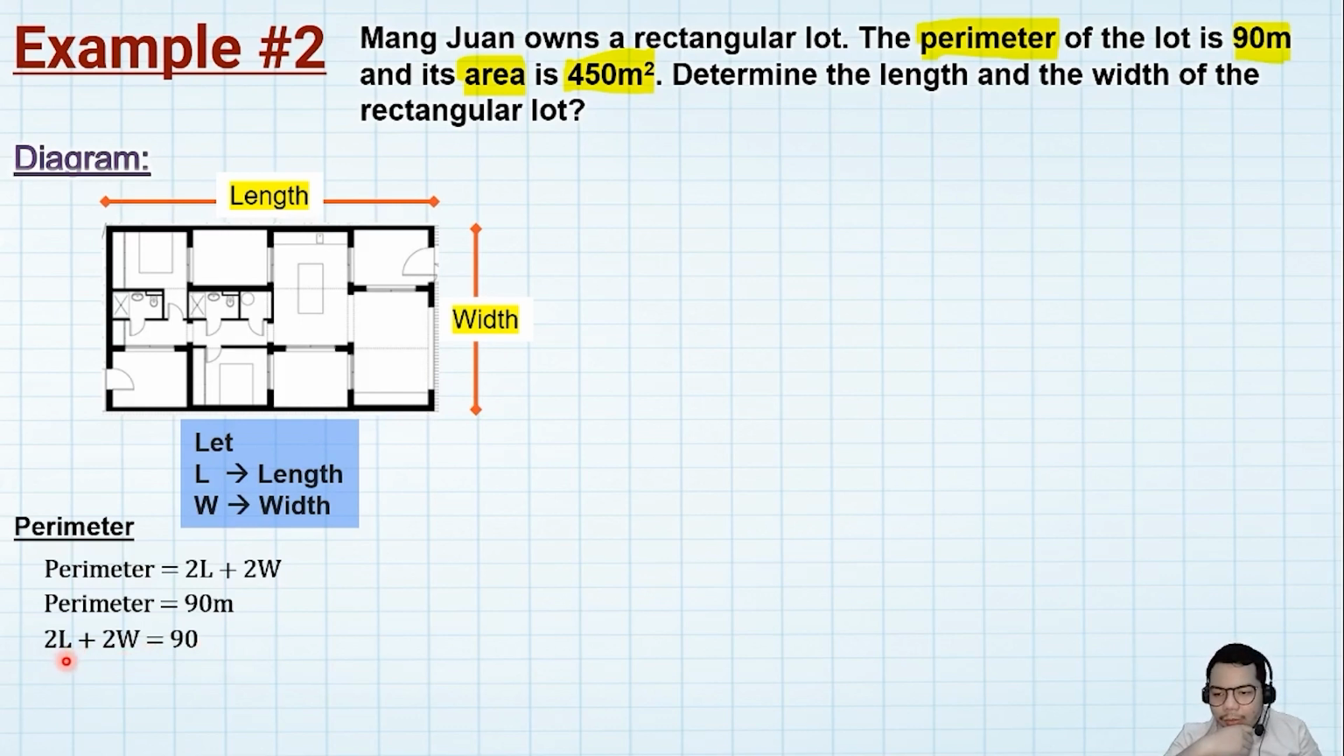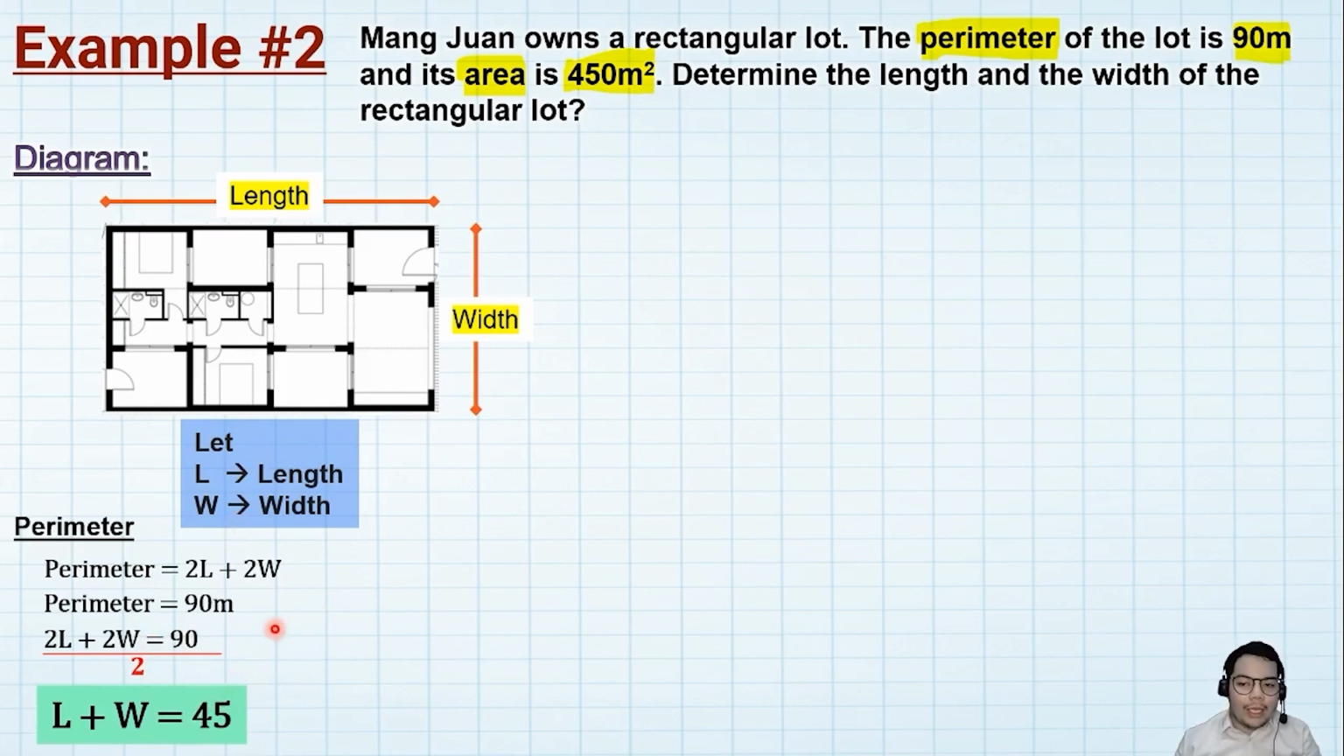So, if you take a look at each term, 2L, 2W, and 90, all of them can be divided by 2. To further simplify this given representation, we can divide all of them by 2. So 2L divided by 2, 2W divided by 2, and 90 divided by 2. The result will be L plus W is equal to 45, di ba? Yung 2L tsaka 2W, pag dinivide mo yan sa 2, magiging L and W na lang sila. Then 90 divided by 2 is equal to 45. So we'll now have one equation that can be used later as we formulate our quadratic equation.